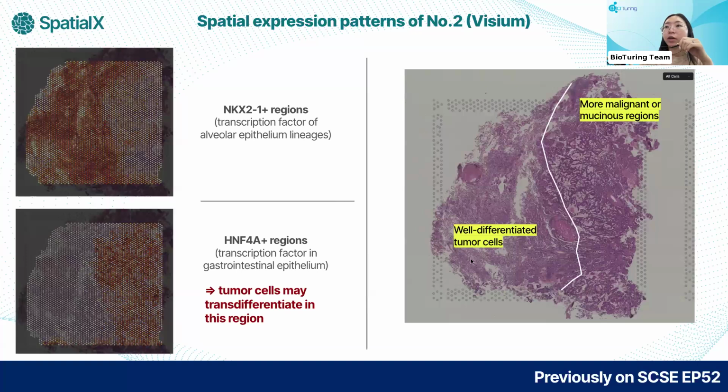gastrointestinal epithelium. So remember that this tissue actually comes from lung, and so when we see transcription factors for other types of tissue, this leads us to believe that there is some sort of metastatic event happening, or that these cells on the right-hand side of the tissue are more invasive and malignant. The hypothesis here is that these tumor cells from the left-hand side may actually be transdifferentiating into the right-hand side region. And that's the basis for my hypothesis as well, for a different single cell data set that I wanted to investigate.